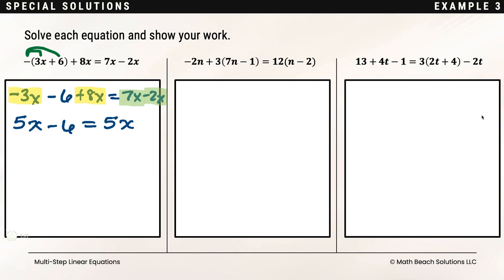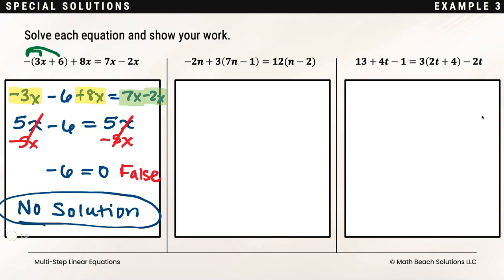Our next step would be to collect the variable terms on the same side of the equation. We will use the properties of equality to make that happen, so we will subtract 5x from both sides. However, when we do that, something strange happens. You'll notice that the x terms, the variable terms, cancel on both sides. They zero out. That leaves us with negative 6 equals 0. Negative 6 does not equal 0. This is a false statement, which means that this equation has no solution.